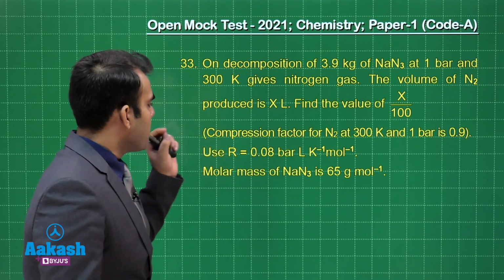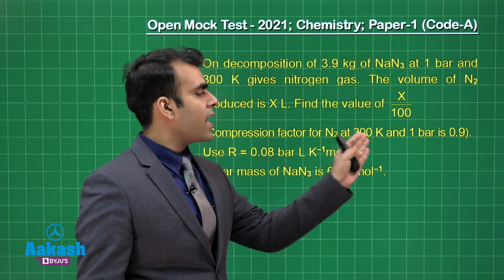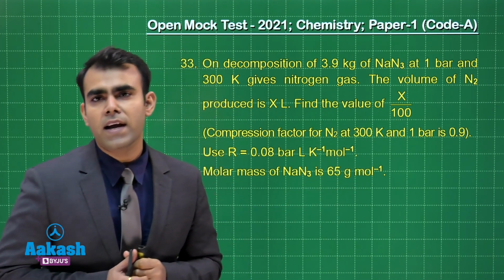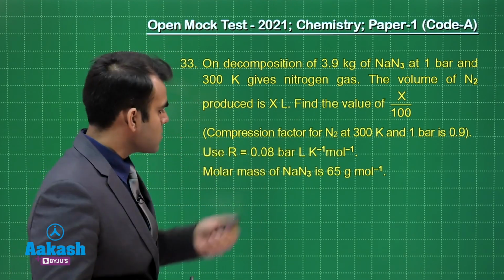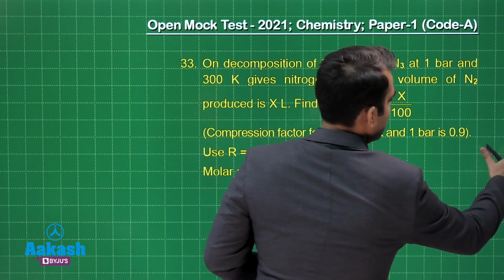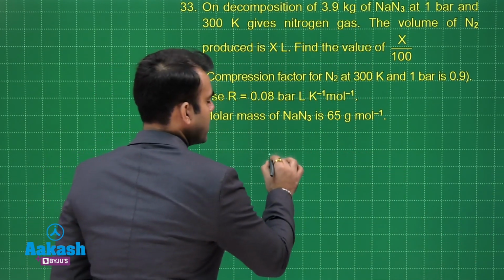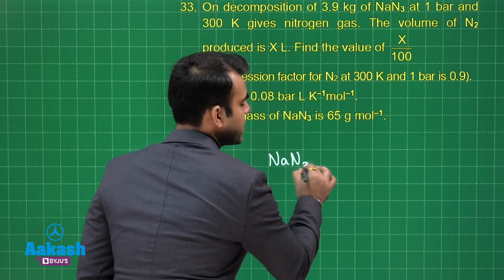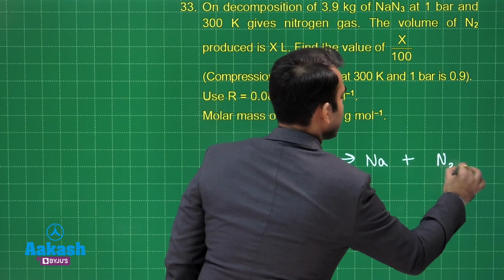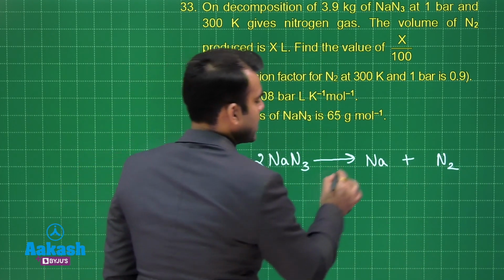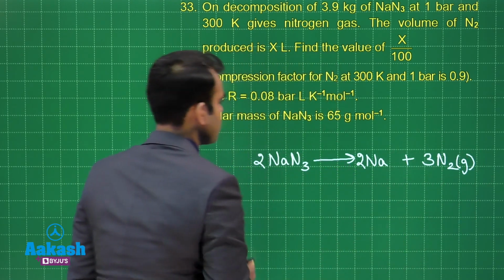Now this question looks easy. Yes, it is easy. But here, one more factor has been introduced, that is compression factor for N2 at 300 Kelvin and 1 bar is 0.9. Now here they have introduced gaseous state also. So let's start solving this question. So first thing is, whenever we have such question, just write the balanced equation. We have NaN3 and it dissociates to give sodium and nitrogen gas. If I balance this equation, this becomes 2Na plus 3N2, which is in gaseous state.